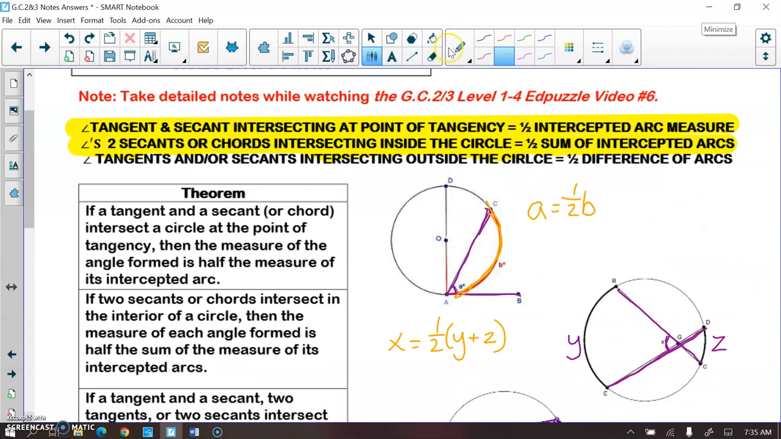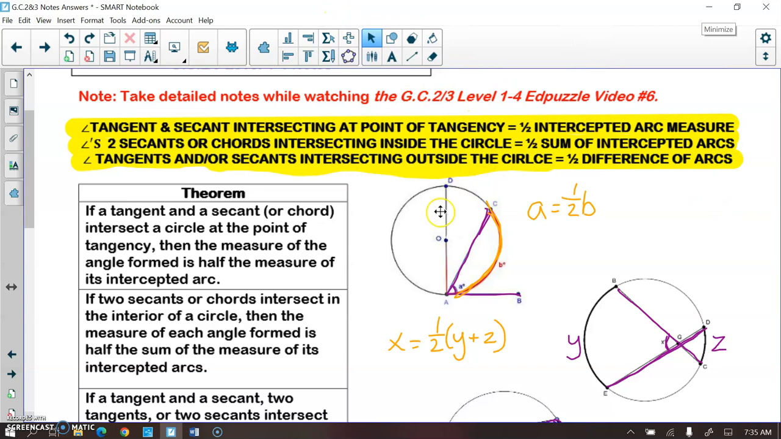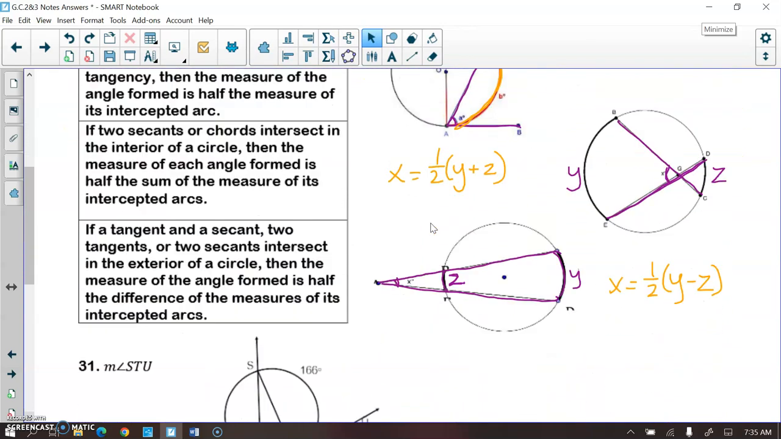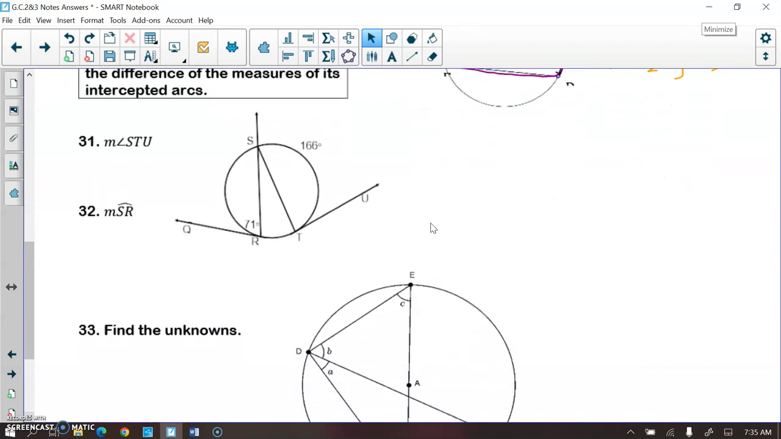And that's what I have in this third equation up here. The angle that's formed by tangents or secants intersecting outside of the circle is equal to half the difference of the arcs. So these three equations, you need to add to your list of things that you would need to know. Let's get started.